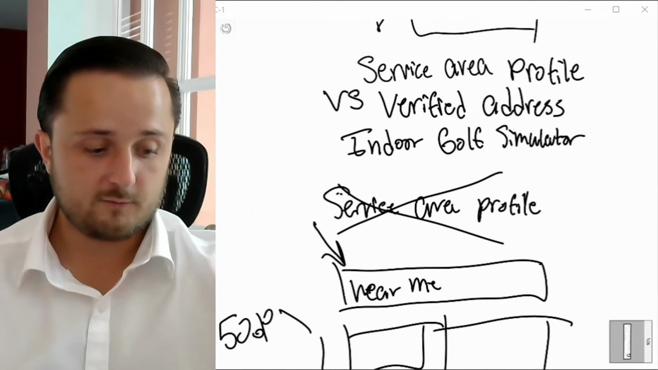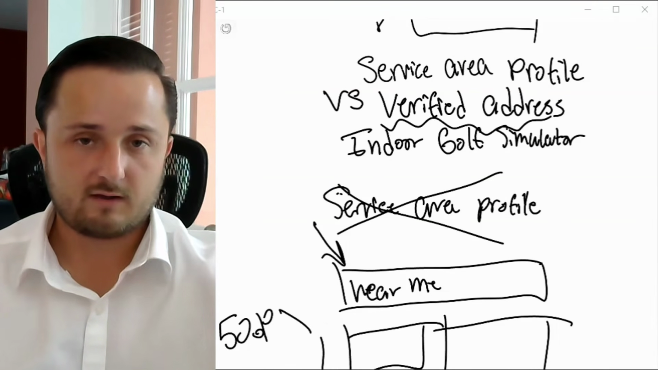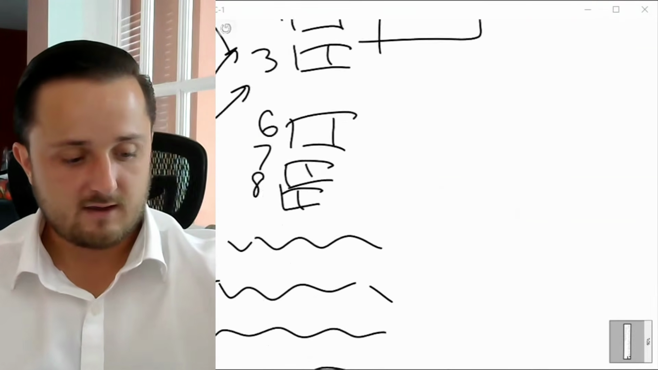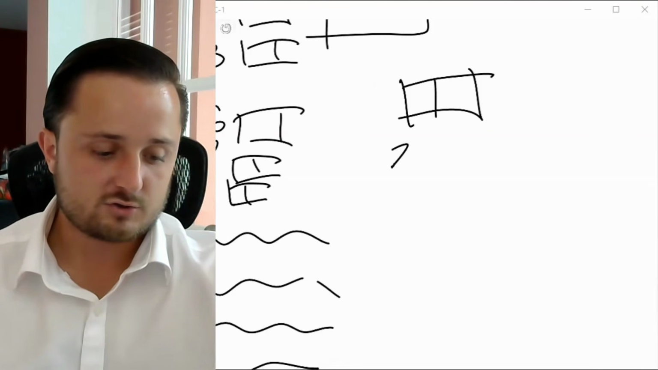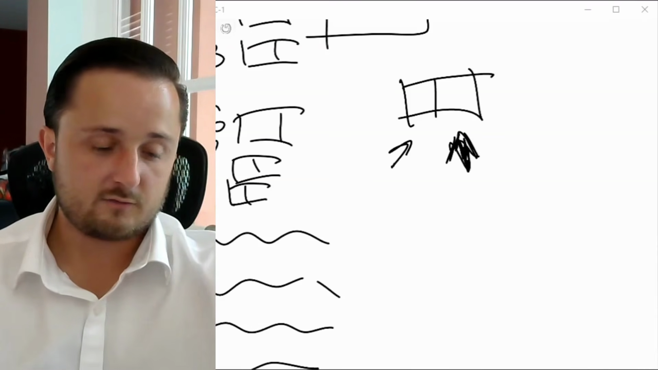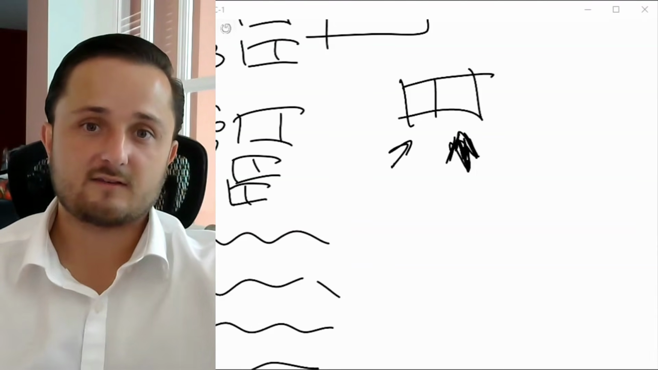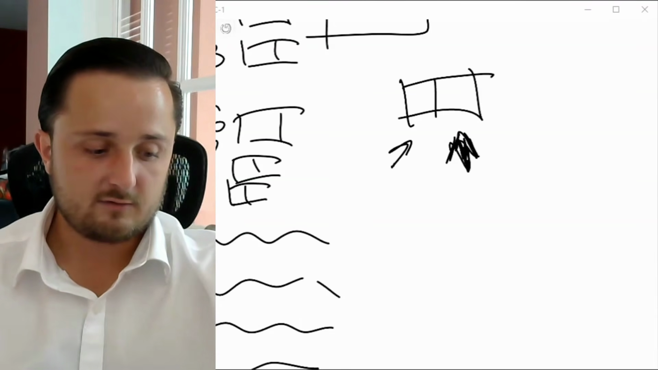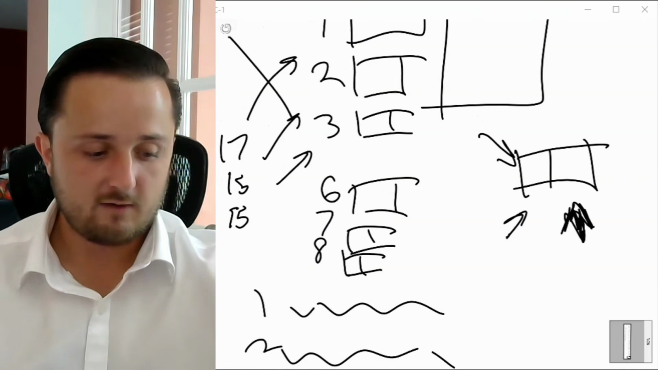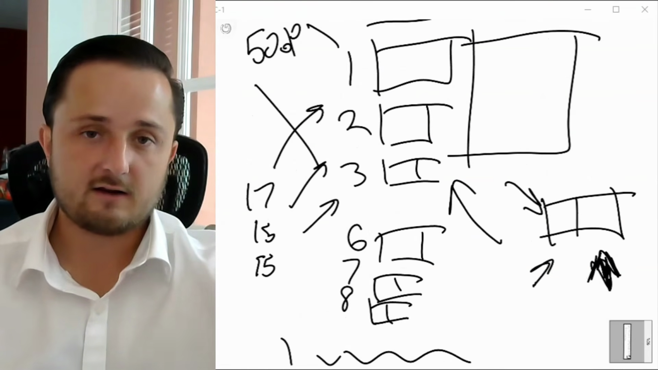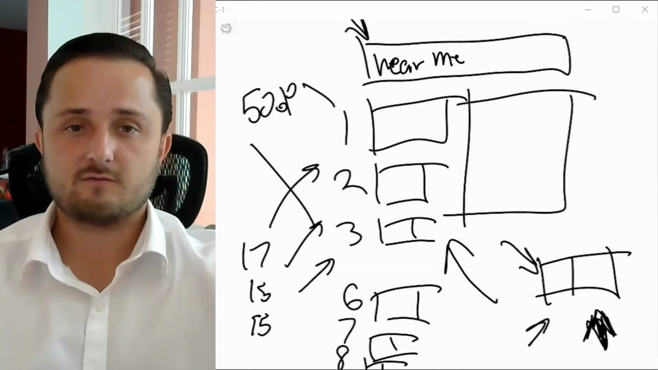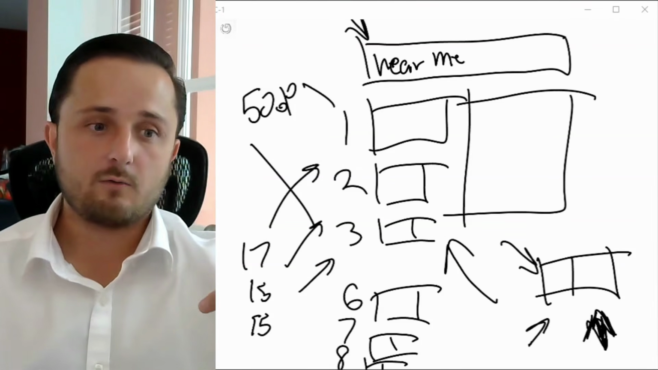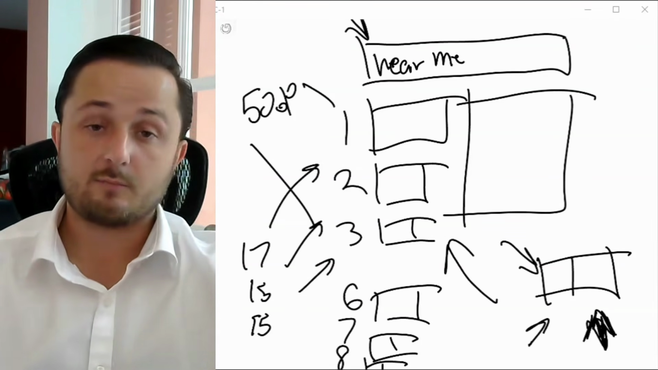Now, what you want to do is you want to be a verified address. And what that means is that when you set up your profile, there's going to be a little button that says show address to customers. And what you need to do is make sure that is turned on. That says yes. Simply doing this is going to severely help you start getting higher and higher placements in the 3-pack when people are searching for indoor golf simulator near me or other indoor golf services or products that you offer.